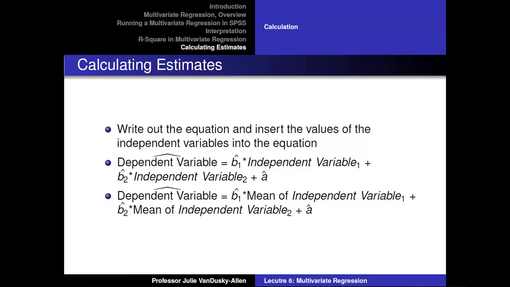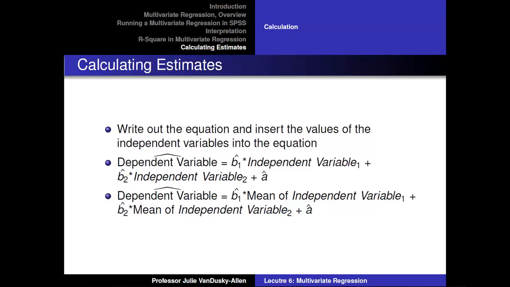Now I'm going to show you how to calculate estimates in multivariate regression. When you calculate estimates, you make predictions of the dependent variable. The first step in doing this is writing out your entire regression equation. Dependent variable hat equals b hat 1 times the first independent variable plus b hat 2 times the second independent variable plus a hat. Then you insert values into the equation for each independent variable.